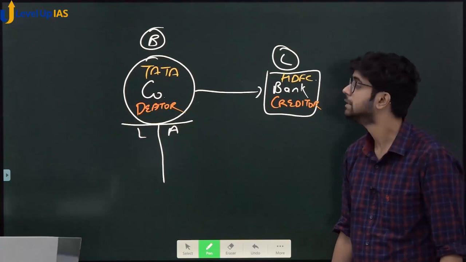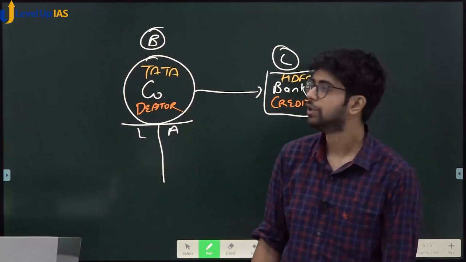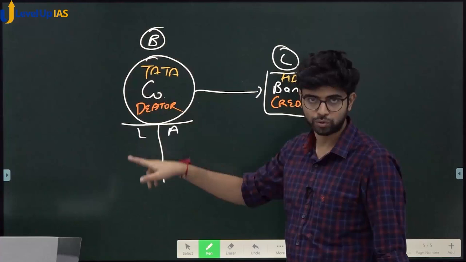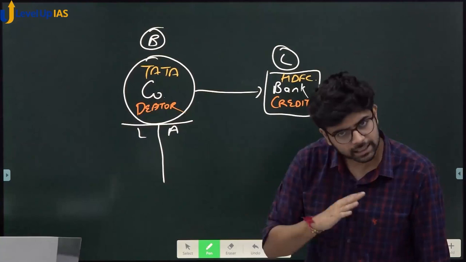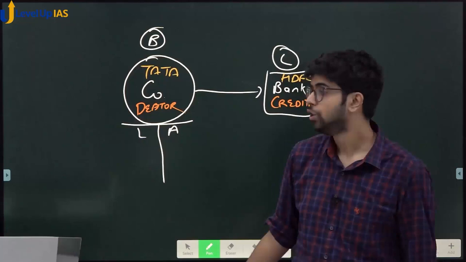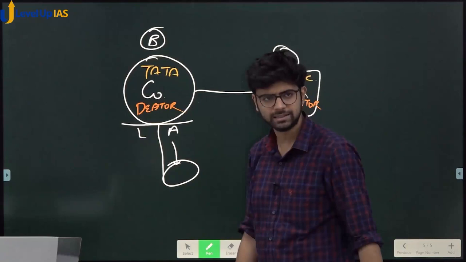Tata knows that my company is going to shut down. Earlier, what used to happen is, it used to go to courts to declare itself insolvent, to declare that the company cannot pay, there are no funds. Now what can be done is, assets can be sold and whatever money is there can be used to pay off the liabilities.